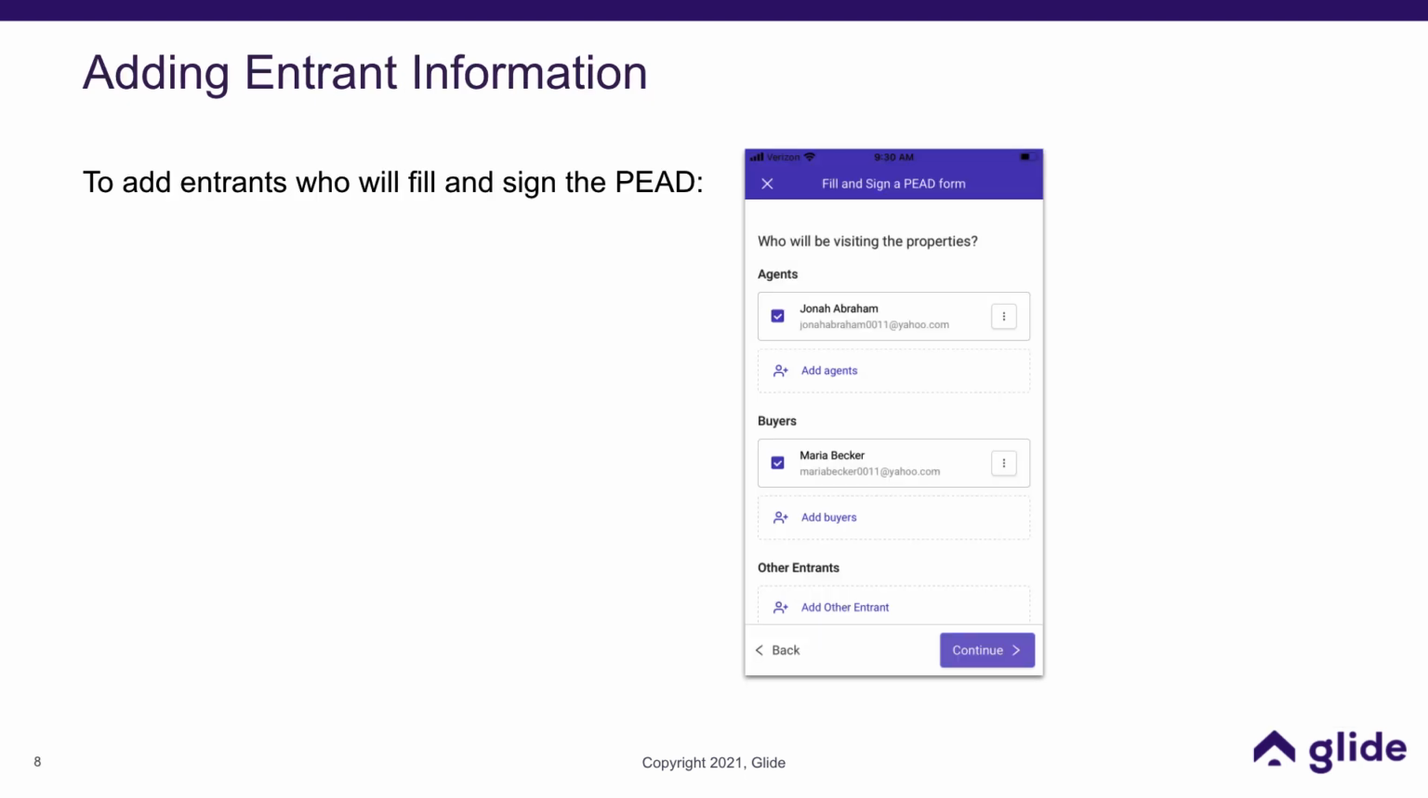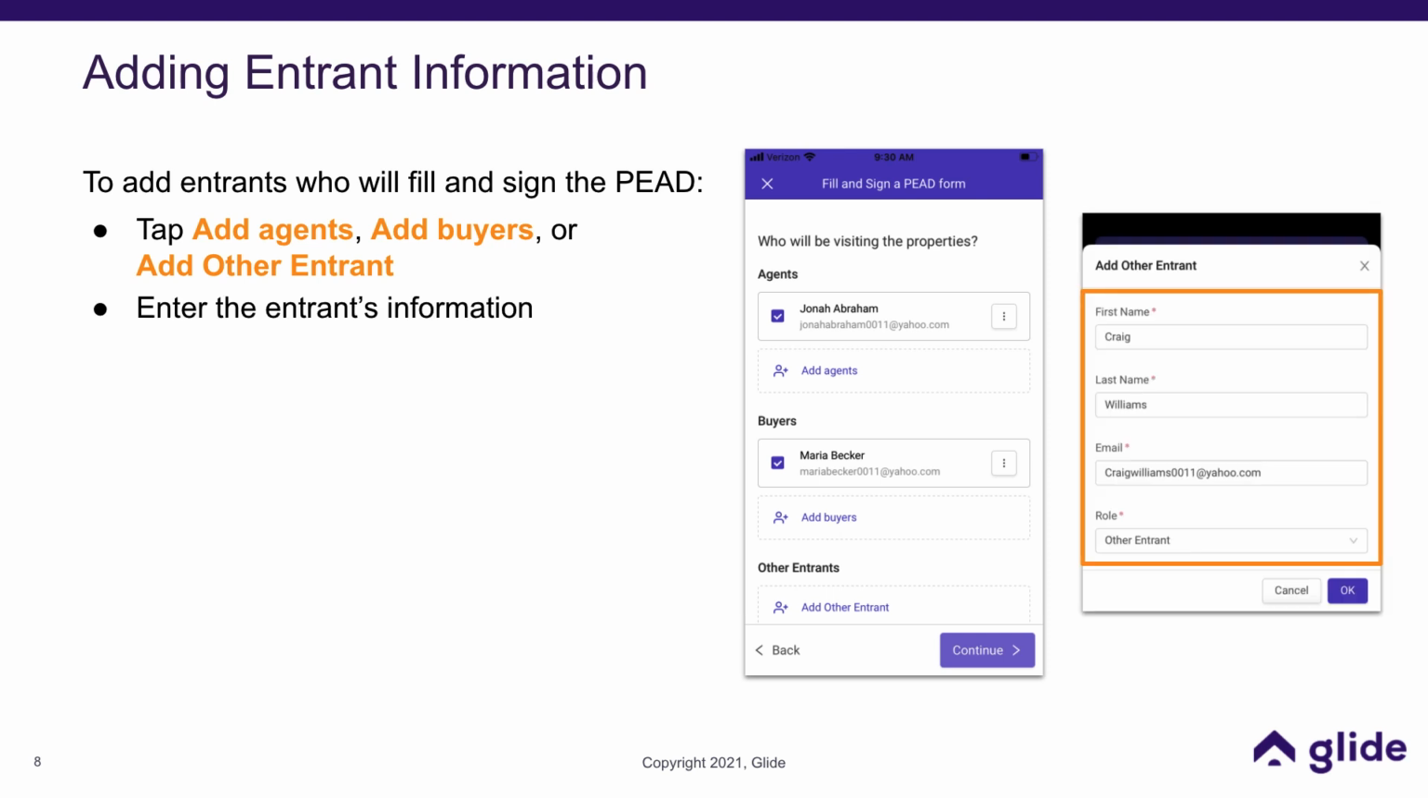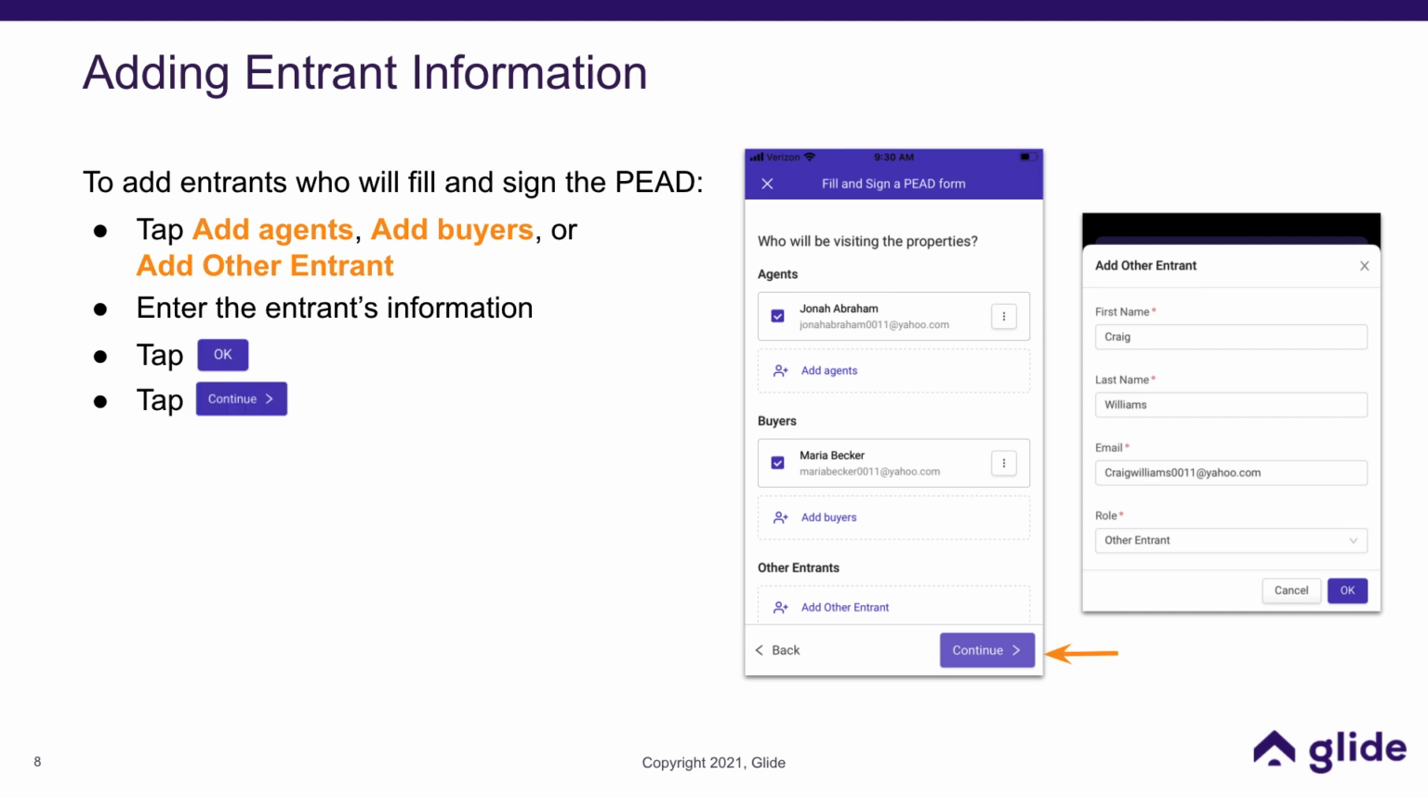Next, you will have the opportunity to add any additional agents, buyers, or other entrants that will need to sign the PEAD. Tap on Add Agents, Add Buyers, or Add Other Entrant. Enter their information in the fields provided. Then tap OK. After all entrants have been added who will be visiting the properties, tap Continue.